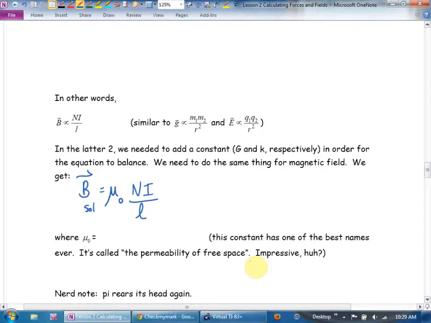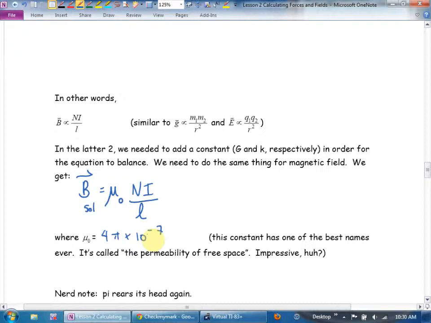If you ask me, for some reason, the universe likes the number pi and it likes the number e, because those guys show up in some of the most bizarre places where you would swear they have nothing whatsoever to do with what's going on. It's 4 pi times 10 to the what? To the negative 7. That's the permeability of free space. That's the constant we're going to use in this unit. That's our big G. That's our little k.